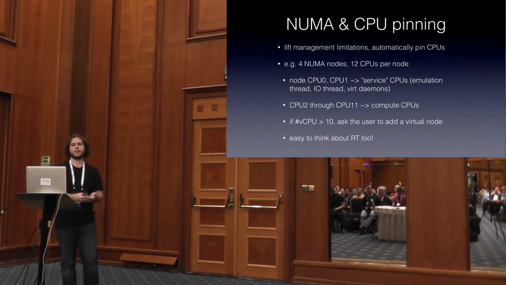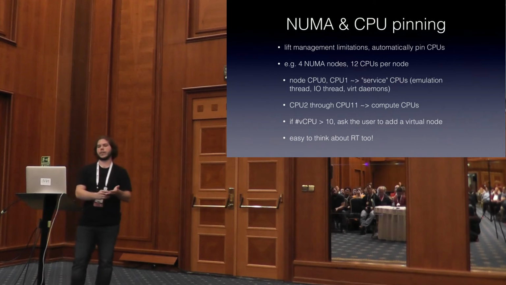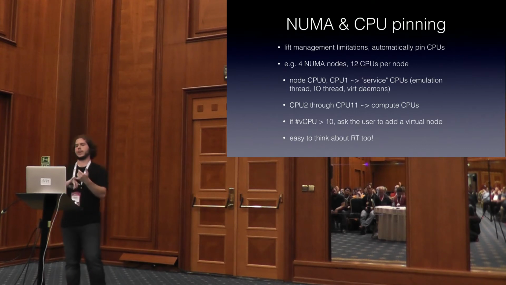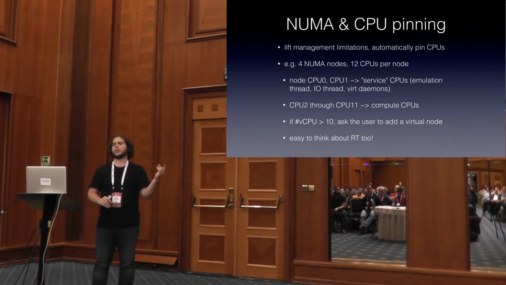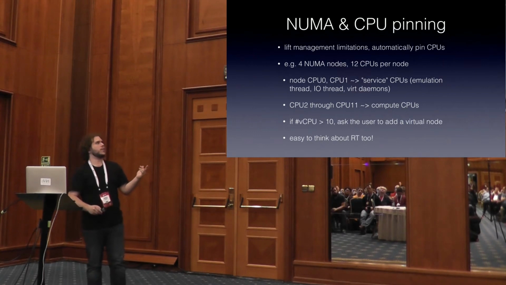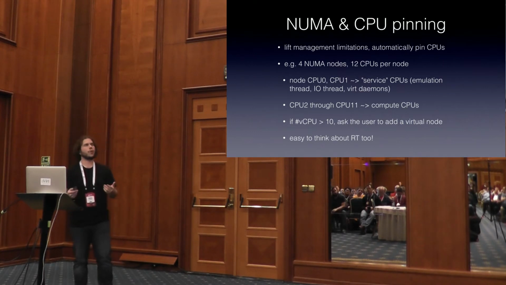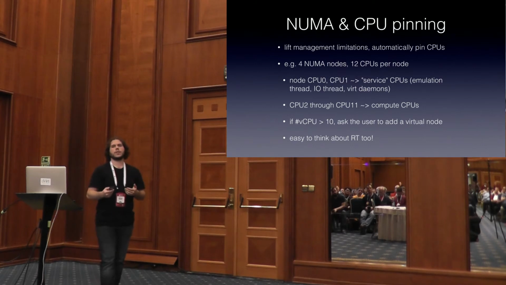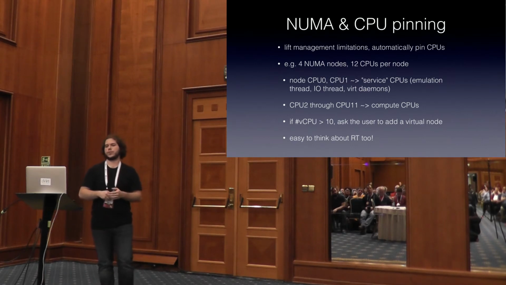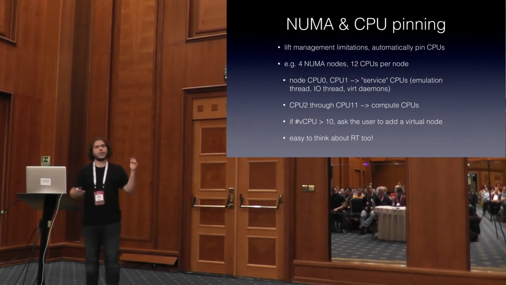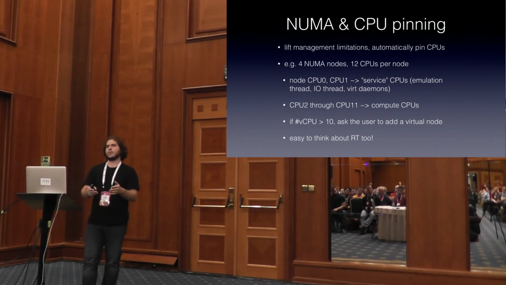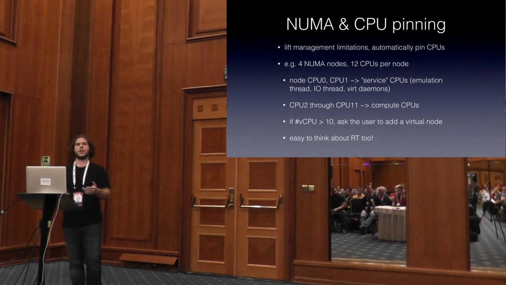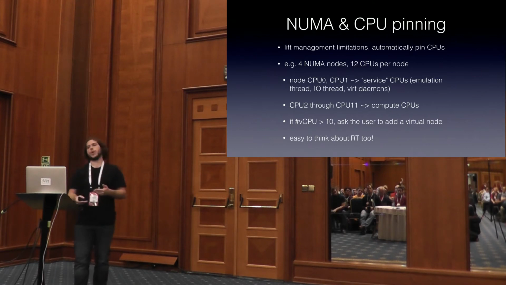So we do have some kind of daemon, libvirt can run there, and there's emulation threads and IO threads. These can run, in this example, on the first 2 CPUs of the NUMA node, where you leave the other 10 CPUs, or sorry, cores, as actual vCPUs for VMs to use. If the number of vCPUs is bigger than you can fit into the node, again, we're asking the user, oh, well, this may not be optimal, create another vnode.